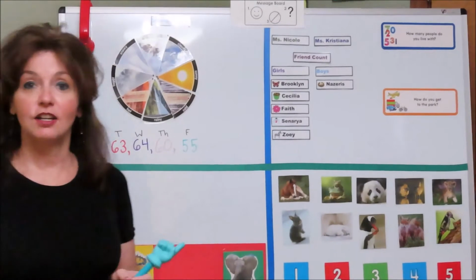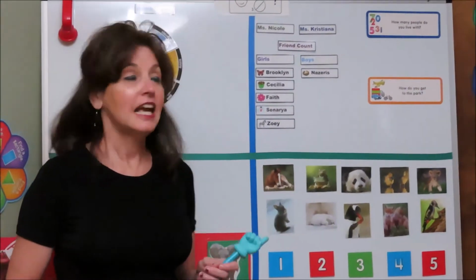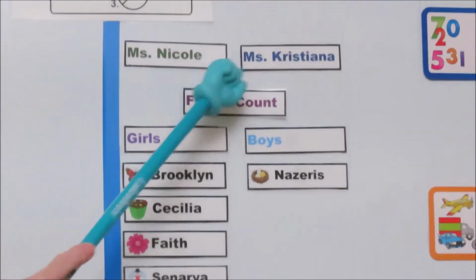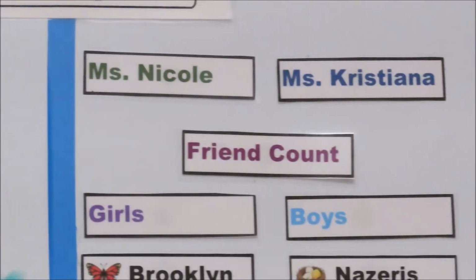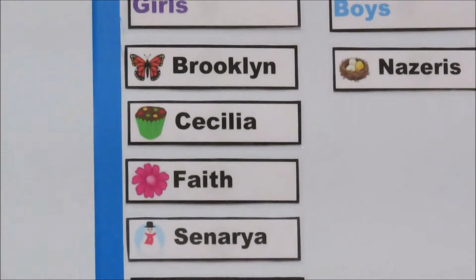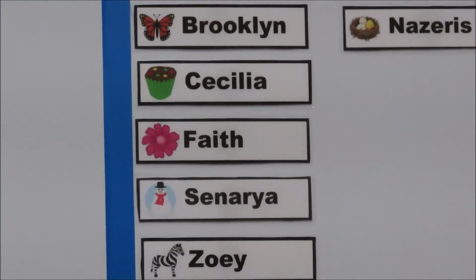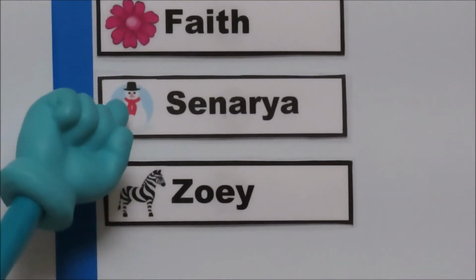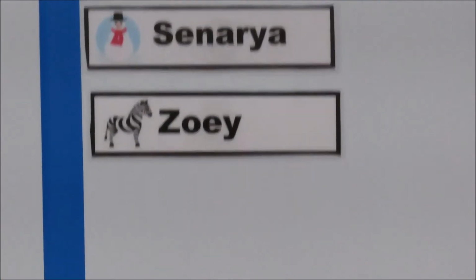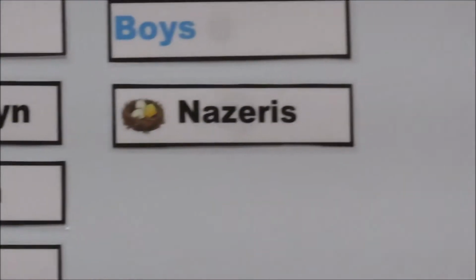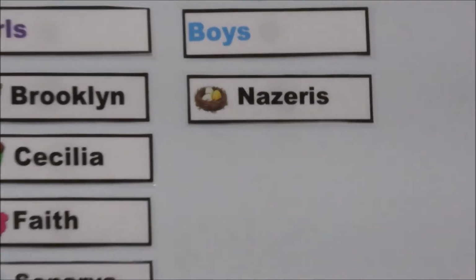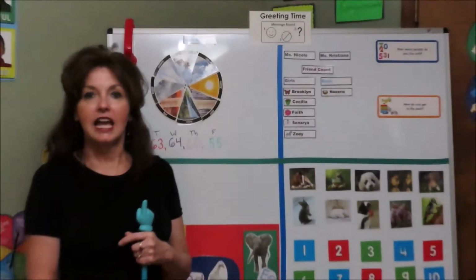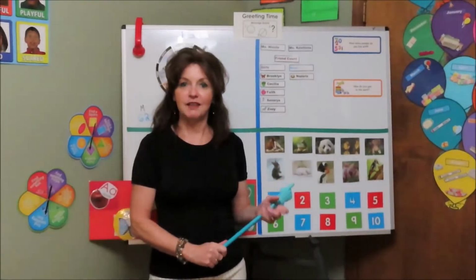And today we're going to start out by welcoming our friends. And let's see, there's Miss Nicole and Miss Christiana. And then we have our girls. We have Brooklyn Butterfly. We have Cecilia Cupcake. We have Faith Flower. We have Scenario Snowman, Zoe Zebra, and Nazareth Nest. And we're going to talk about different things today, and I look forward to having this time with you.